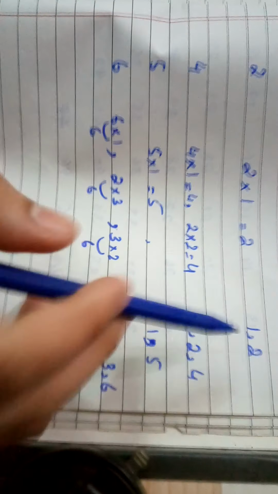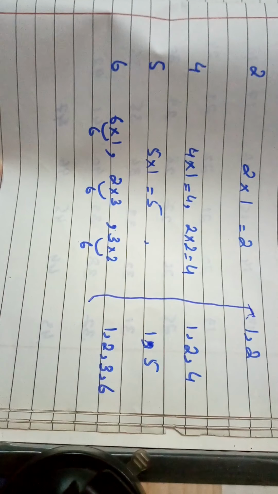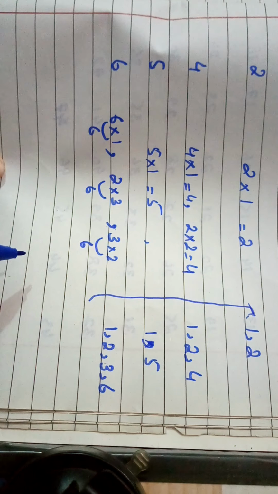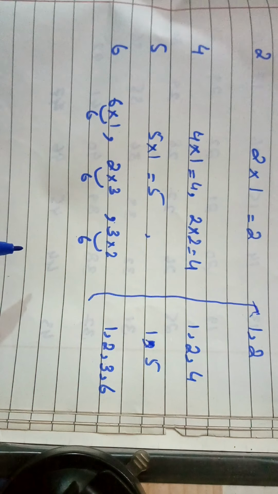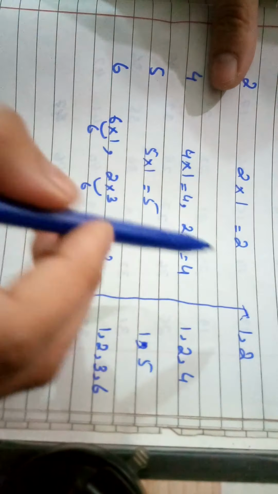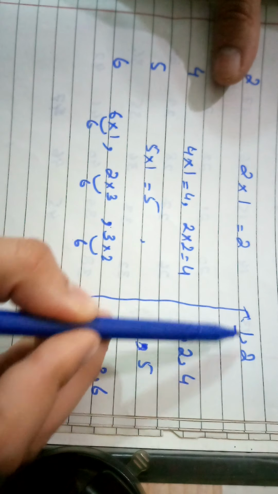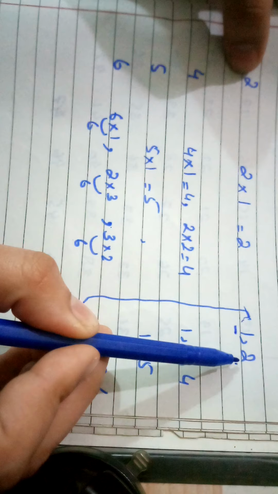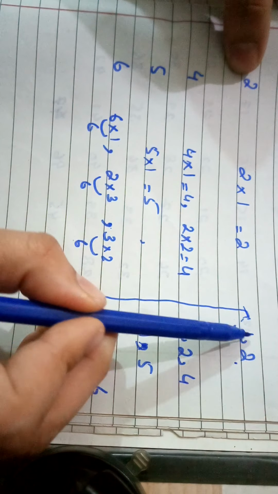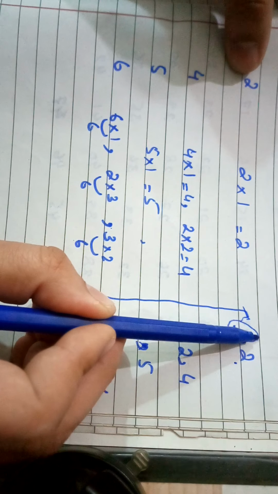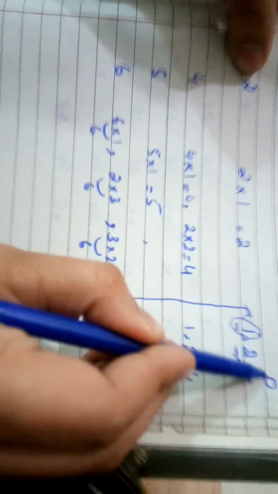Now, from these factors, we apply the definitions of composite number and prime number. I will repeat it. Prime numbers are those numbers that have only two factors. How many factors? Only two. One factor will be 1 and the second will be itself. Suppose it's 2, there must be 1 and 2 in its factors. So it is a prime number.